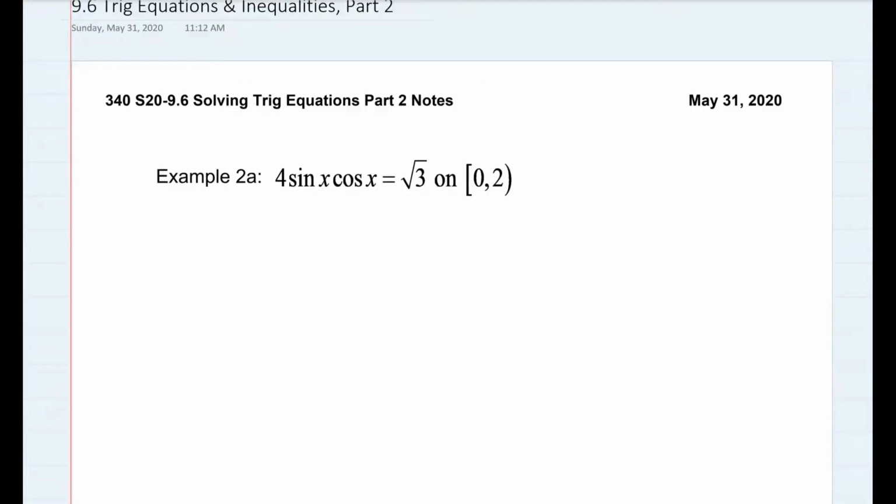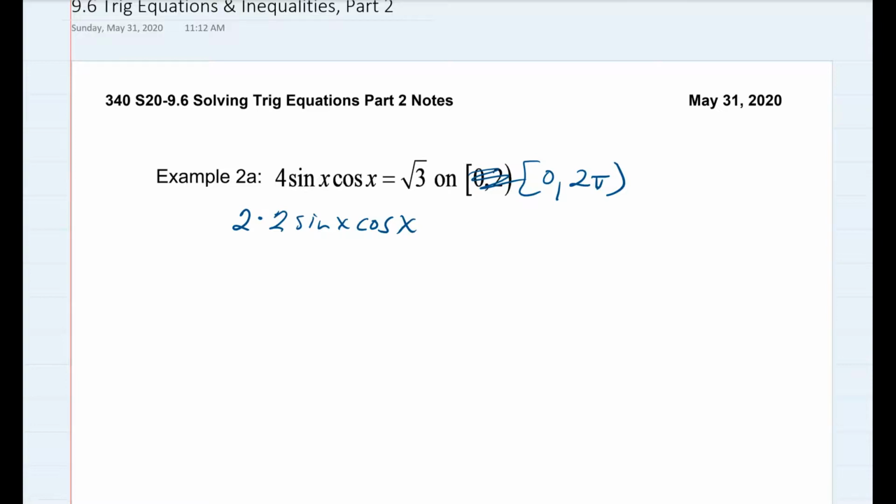Now in our next example, we do not have a half angle or a double angle, but we're going to introduce a double angle, surprisingly, which you may not have expected we do. 4 sine of x cosine of x is square root of 3 on 0 to 2 pi. This is a typo. Fix that. And so what we're going to do is we're going to let 2 sine of x cosine of x come in here, and I'm showing you this so it doesn't get confusing to you.